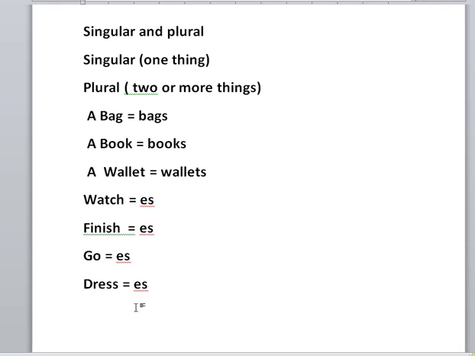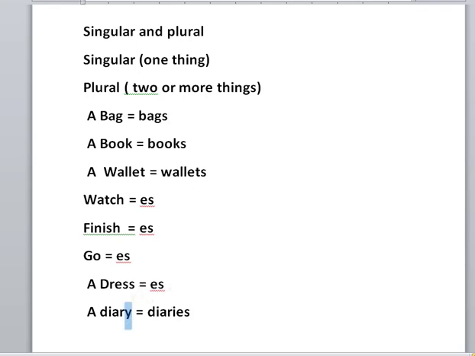For example, which one? A diary. When we have Y at the ending of the word, Y changes to I and we also add ES. For example, diary, a diary, diaries. Address, okay. It's not necessary because it's not a noun. When we have a noun, we add A at the start of the word because it's one thing, not plural. But when we have plural things, for example, bags, books, wallets, watches, finishes, we don't need to add A at the start of the word.